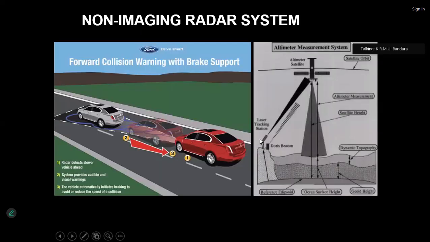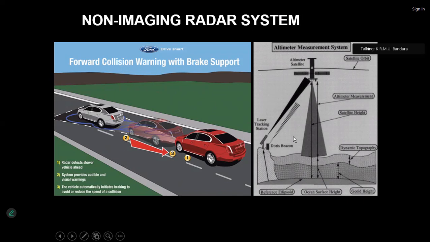This is the vehicle collision problem. If a vehicle is very close, first, the radar detects the slower vehicle ahead. Second, the system provides an audible and visual warning. Third, the vehicle automatically initiates braking to reduce the speed and avoid the collision. Okay, this is the collision warning.